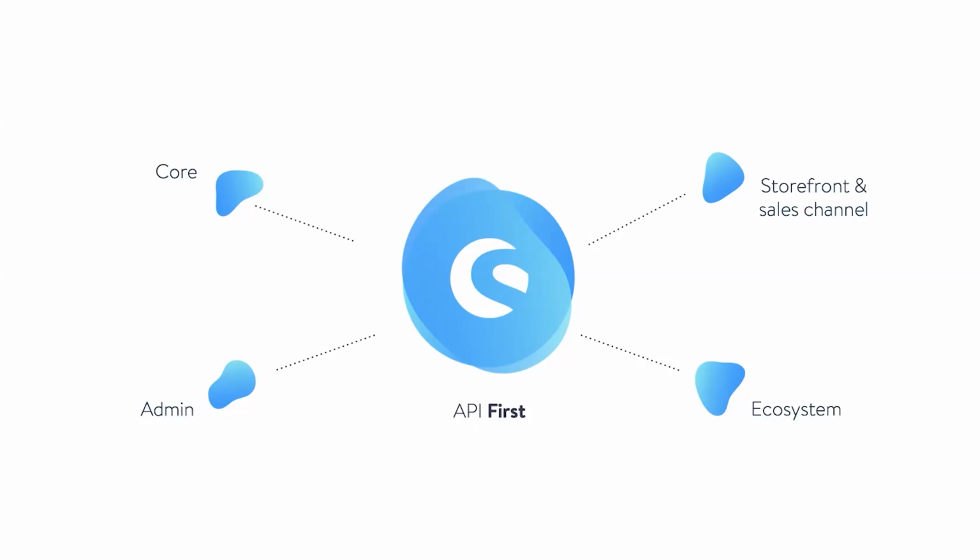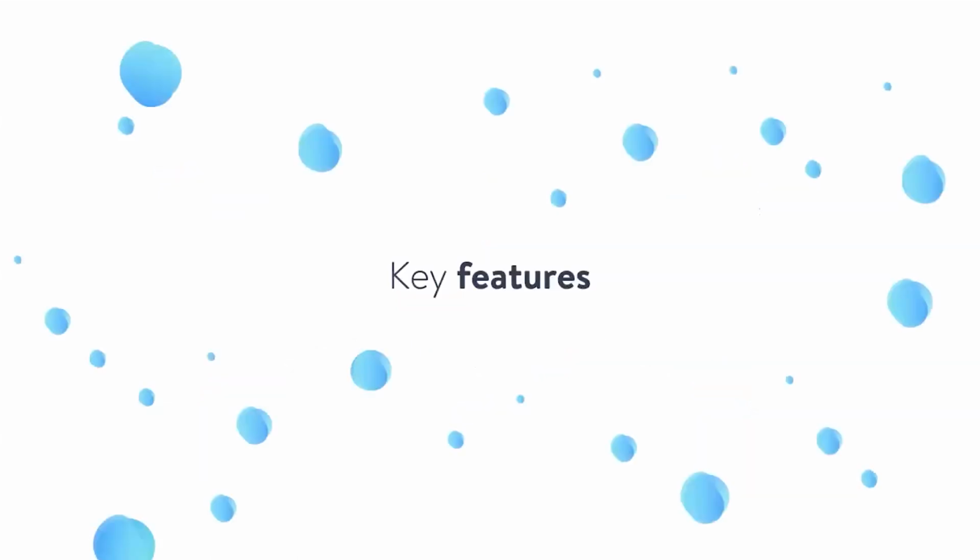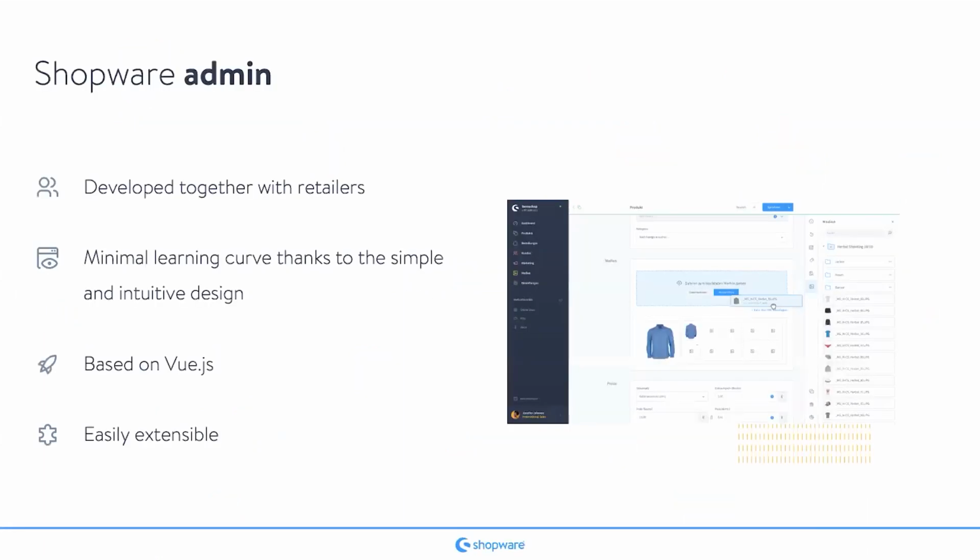So the platform is built under this headless approach based mainly on Vue.js and Symfony. And the key features of the platform are the following. Obviously our Shopware administration area, which is developed based on feedback from merchants that used the previous version 5, has a minimal approach. The administration is based on Vue.js, so it's easy to develop extensions for the administration area.